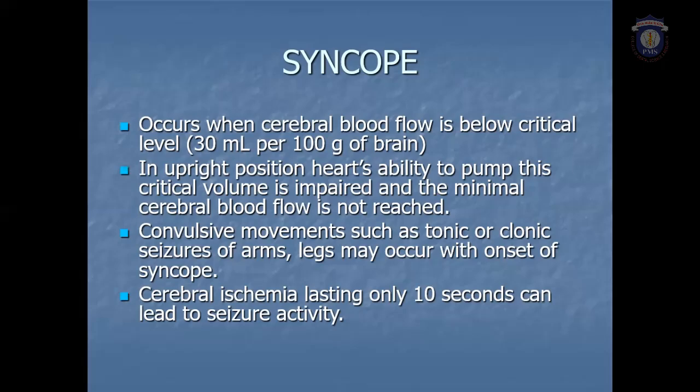Syncope occurs when cerebral blood flow is below the critical level. That critical level means below 30 ml per 100 grams of brain. In upright positions, the heart's ability to pump this critical volume is impaired and minimal cerebral blood flow is not reached. Convulsive movements such as tonic or clonic seizures of the arms and legs may occur with onset of syncope. Cerebral ischemia lasting only 10 seconds can lead to seizure activity.